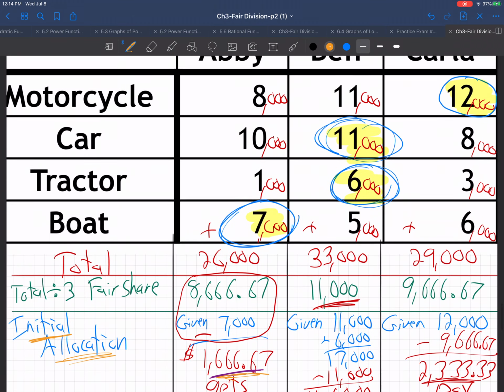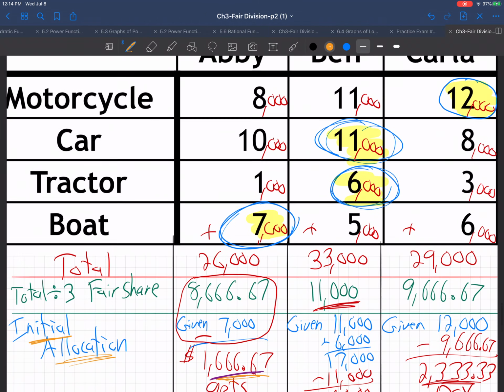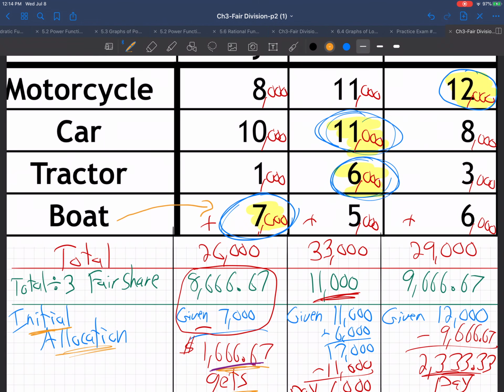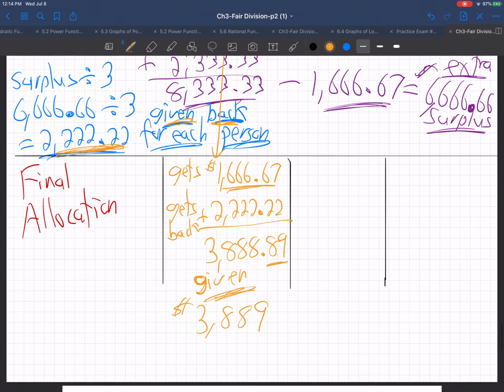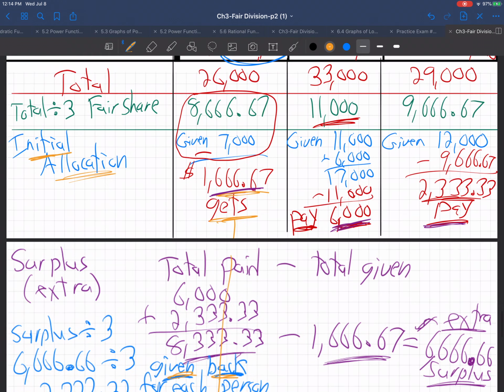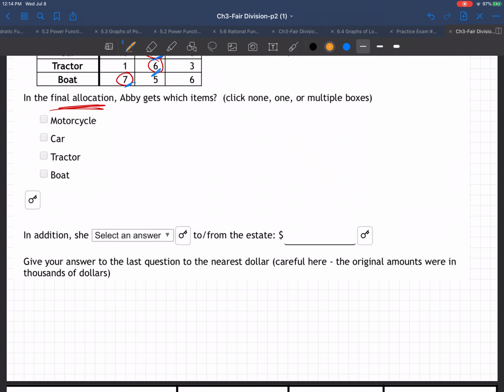So let's go up here. And what did Abby get? She got the boat too. So in the end, what's the final story for Abby? She gets the boat, and she gets $3,889 to the nearest dollar. Be careful, because the original amounts were thousands, right? Give your answer to the nearest dollar. She gets the boat, and she gets 3,889 in the deal.